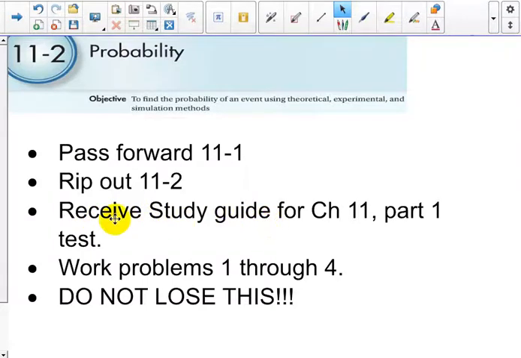Then everybody's received a study guide for our Chapter 11, Part 1. This is in two parts. Part 1 is 11.1, 11.2, 11.3, and 11.4. So today for your bell work, I want you to work problems 1 through 4 on your study guide, which was directly like your lesson on Friday. Do not lose this. I will not have extras to give anybody. So I'm going to set the timer for like 3 minutes and then we'll begin.